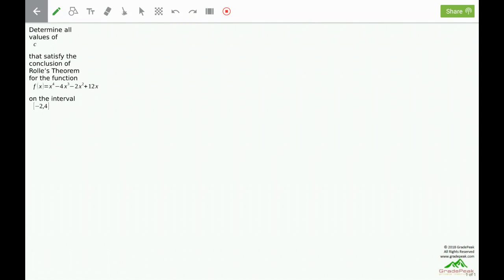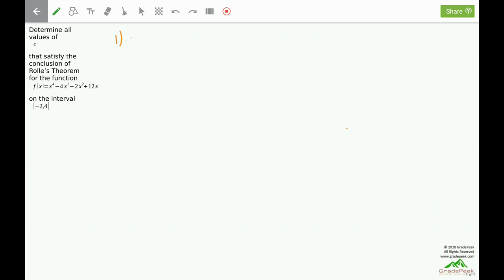Determine all values of c that satisfy the conclusion of Rolle's theorem for the function f of x equals x to the fourth minus 4x cubed minus 2x squared plus 12x on the interval of -2 included to 4 included. The first thing to do is to determine whether the three conditions are met for Rolle's theorem to apply.